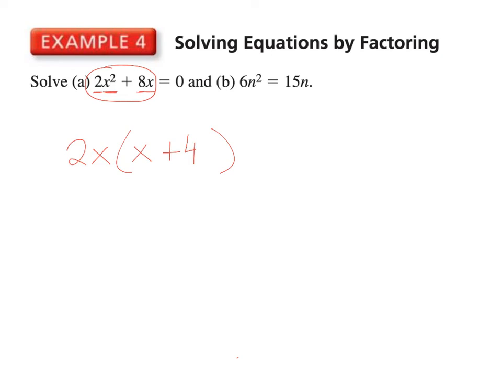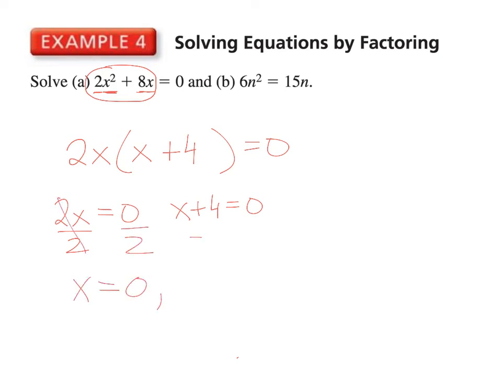All right, now I'm going to solve the equation. I set each factor equal to 0. Here I divide by 2. I get x equals 0. That's still a solution. All right, so I have 2 answers for that problem.